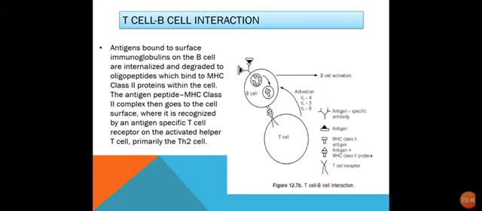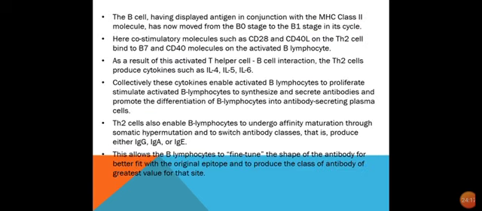Antigens bound to surface immunoglobulins on the B cell are internalized and degraded to oligopeptides, which bind to MHC class II proteins within the cell. The antigen peptide MHC class II complex then goes to the cell surface where it is recognized by the antigen specific T cell receptor on the activated helper T cell, primarily T helper 2 cell. The B cell, having displayed antigen in conjunction with the MHC class II molecule, has now moved from the B0 stage to the B1 stage on its cycle.